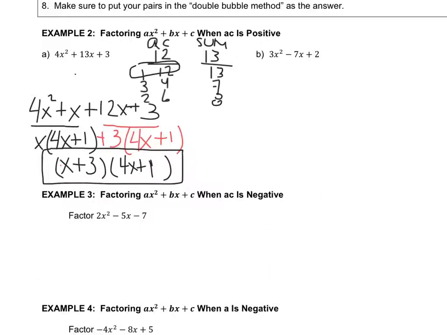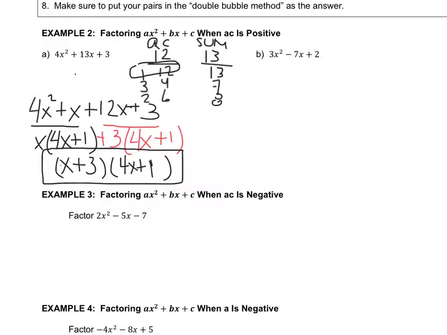Again, I won't go through every single one of these, but if you use your FOIL method, you should be able to get right back to where we started. If I do my 4x times x for the outside terms, I get 4x squared. If I then do x times the 1, I get x. If I do 3 times 4x, I get 12x, which added with the 1x gives me the 13x. And then 3 times the 1 is the 3 at the end, so it would definitely check.